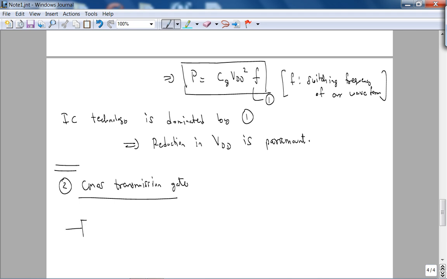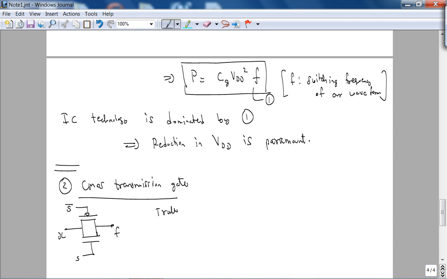So let's say you have this kind of topology. You have a signal S-not going to the gate of a PMOS. The gate of the NMOS is connected to S, and S is called the select line. Okay, so here is X, here is F.